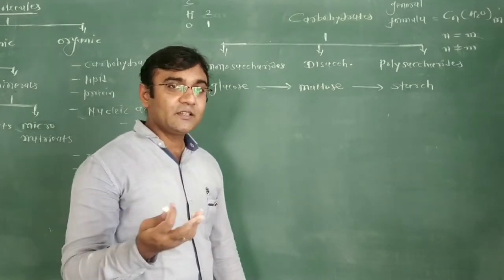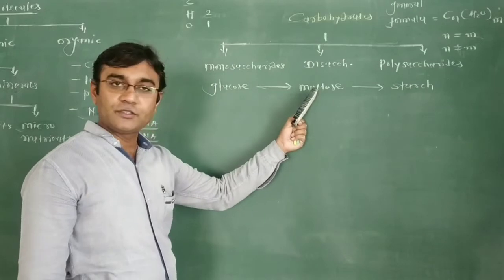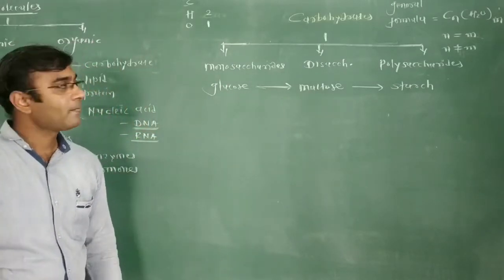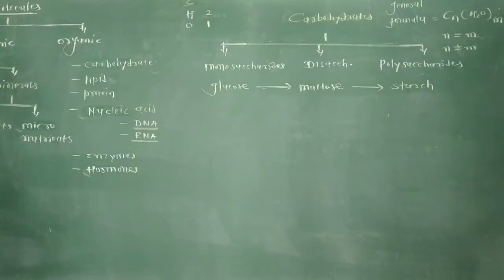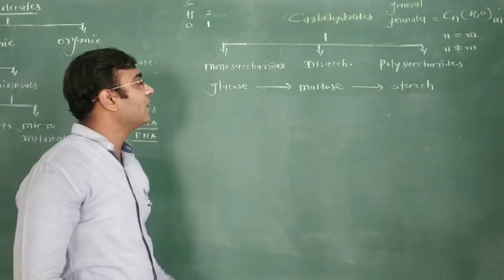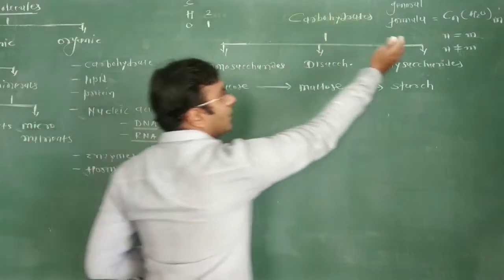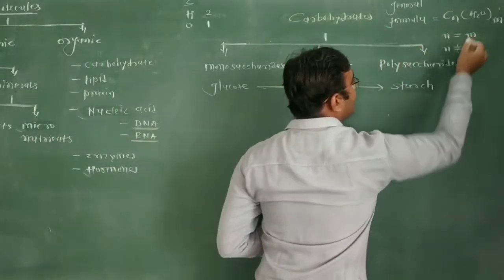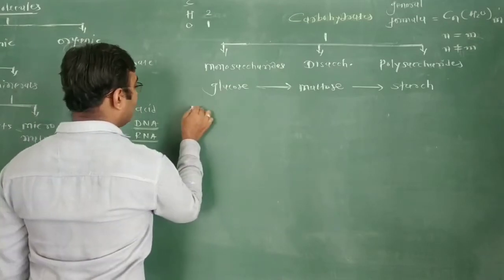We can also think reversely: starch hydrolyzes producing maltose, maltose hydrolyzes producing glucose. Now, out of all these different types of carbohydrate, we are first going for the learning of monosaccharide. So first write their formula. In the general formula of carbohydrate, if we take n equal to m, that is the monosaccharide formula.